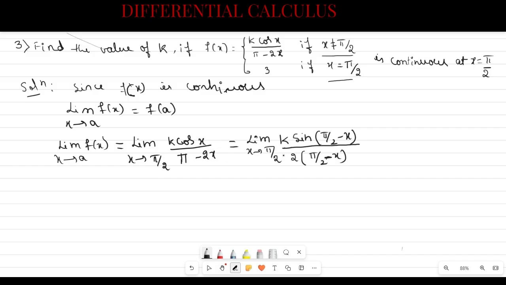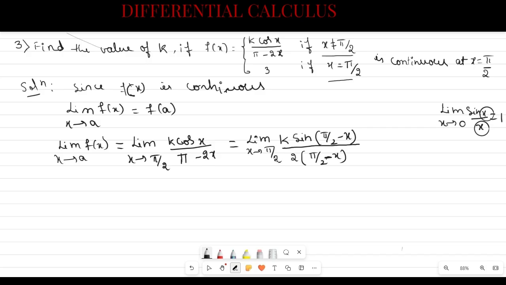In limits, I think you remember this very important result: the limit of sin x by x as x tends to 0 is always equal to 1. Whatever angle you have, that should be there in the denominator also. So to apply that result here, with sine of pi by 2 minus x by pi by 2 minus x, the limit must be tending to 0, but here it is x tends to pi by 2. So we must change the limit of this function.